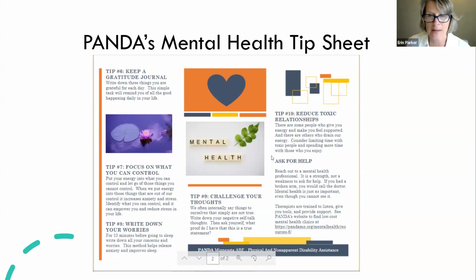Tip 10, reduce toxic relationships. There are some people who give us energy and some that make us feel supported, but there are others who drain that energy. So be aware of that, and consider limiting time with toxic people and spending more time with those who give us positive energy and who we enjoy. So, those are good things to keep in our minds. We may know these things, but sometimes need to be reminded.